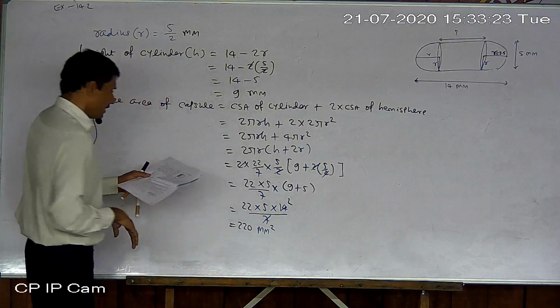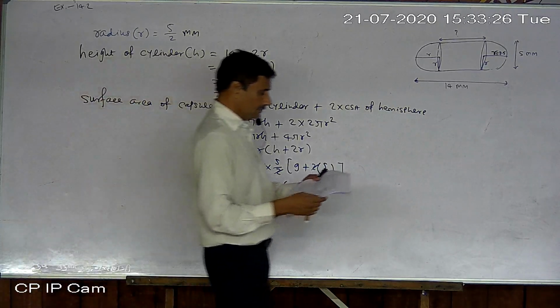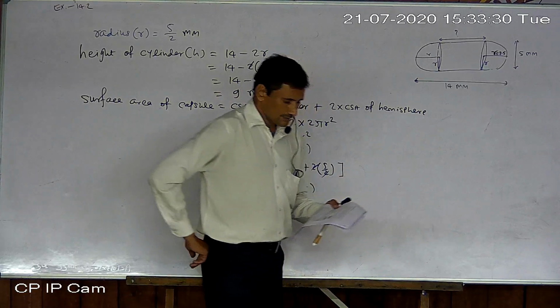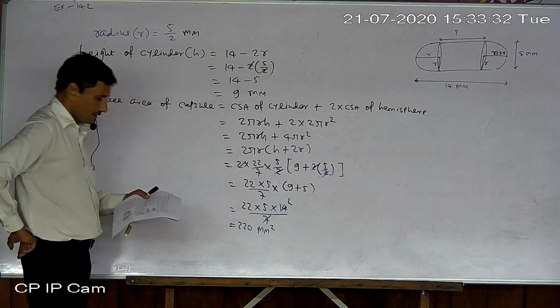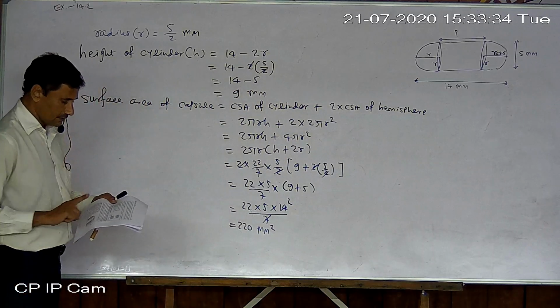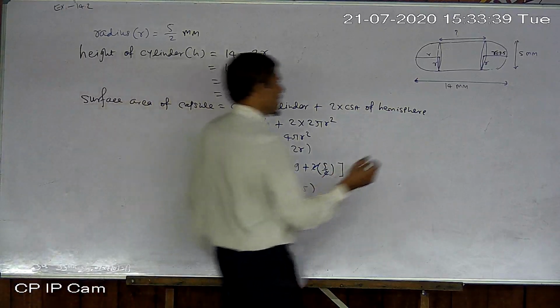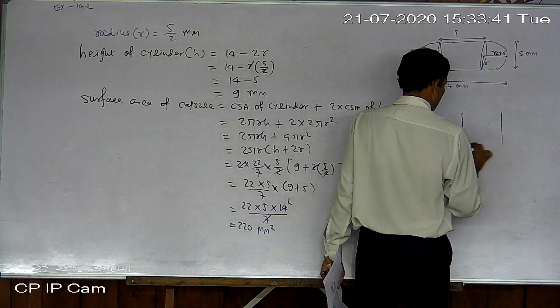So in question number 9, a wooden article was made by scooping out a hemisphere from each end of a solid. Okay, so the figure becomes like this only.